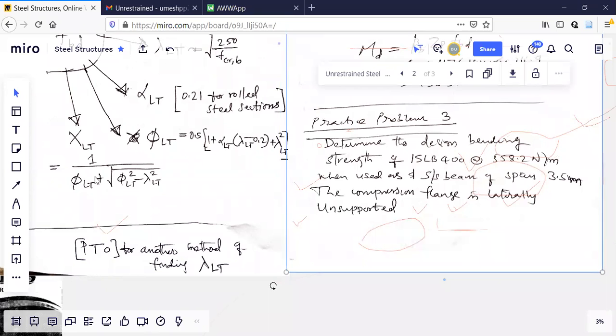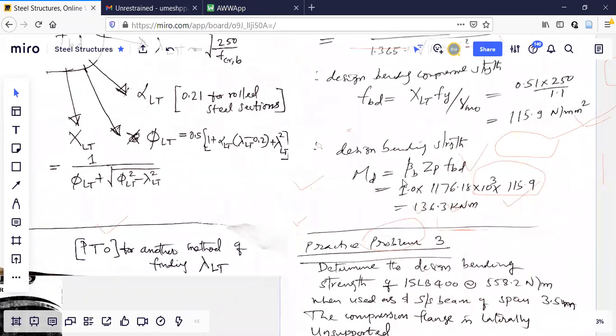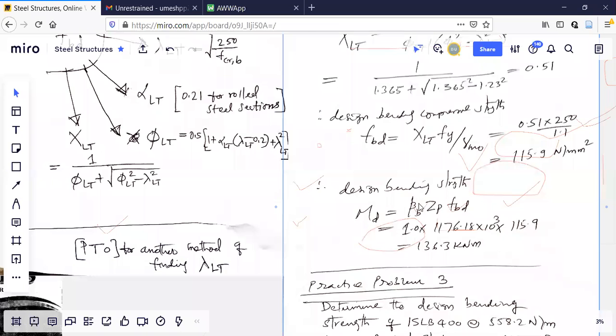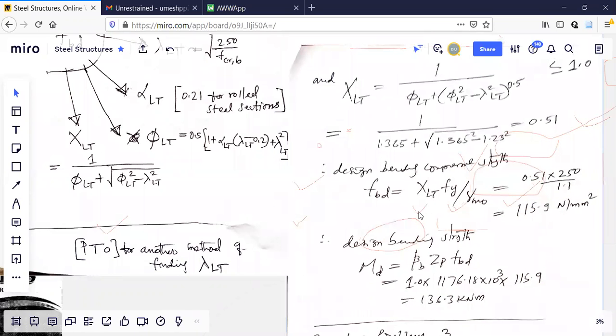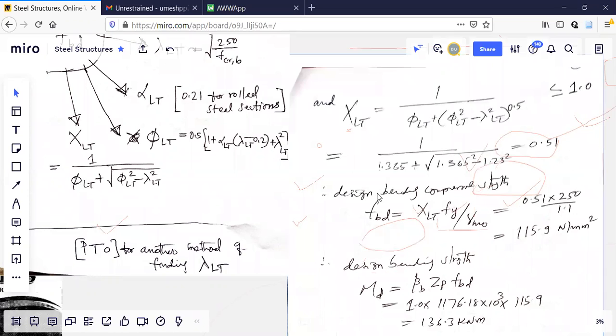So I'll go to the next step. Chi LT value here, just see. Only one step is left here. So what have I done? One divided by phi LT plus square root of phi LT square minus lambda LT square. I have substituted all these values here. See this 1.365. All these values are substituted here, and I end up with 0.51.